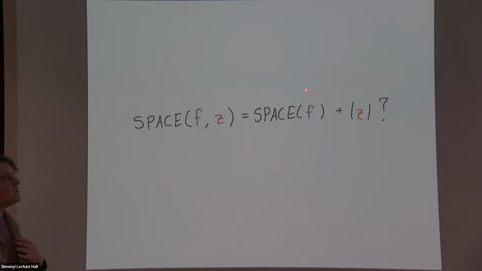You can obviously do it by just setting aside the space that you used for z and doing a fresh computation on the rest of your work tape. The space complexity will just be the sum of the two. And the question is, is that tight? Can you do it any better?